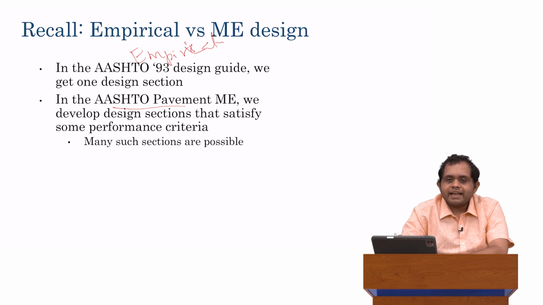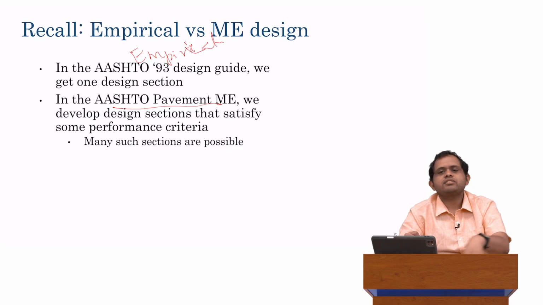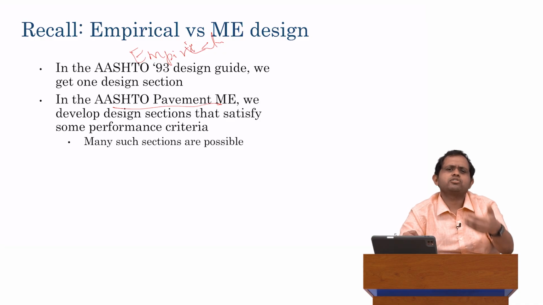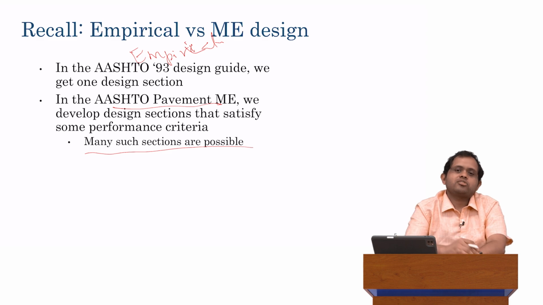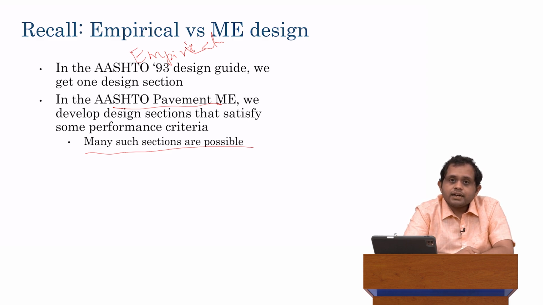In the AASHTO pavement ME, or in general in ME design, we develop design sections that satisfy performance criteria. That is, we try a variety of sections and we try to get a section which satisfies the performance criteria. Cracking is less than so much, faulting is less than so much. What is key to understand, many such sections are possible. So in the empirical design guide, you will get a unique answer. You will get one design out of it once you flow through the process. In mechanistic empirical design guide, you can get a variety of solutions. It is not necessary for a given set of inputs, for a given set of material properties, etc., that you will always get a unique answer.